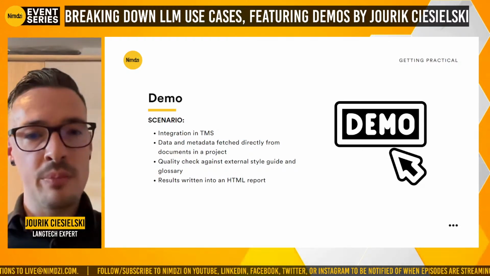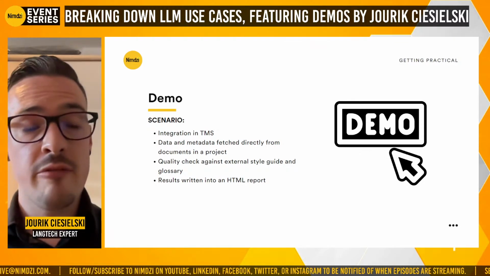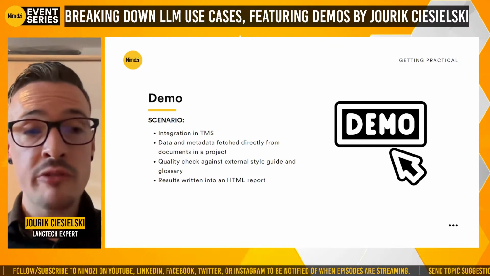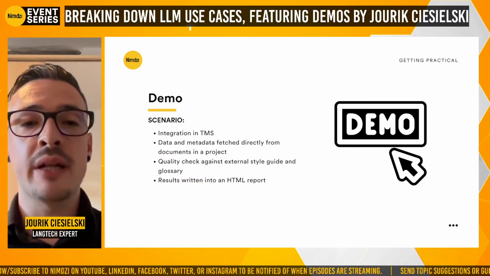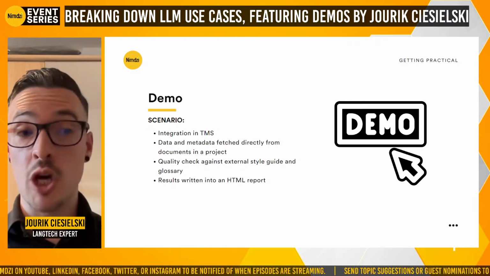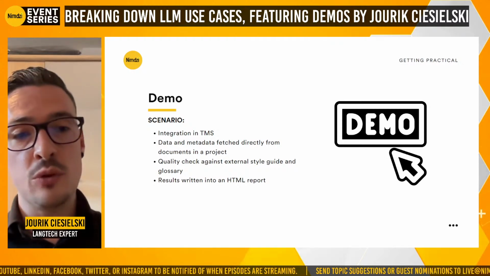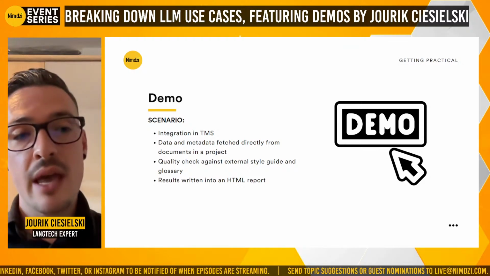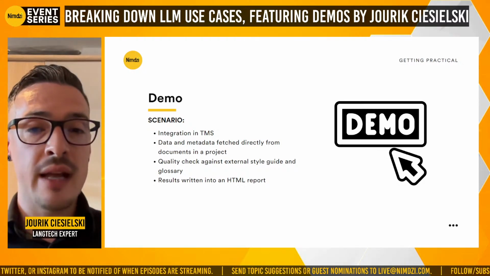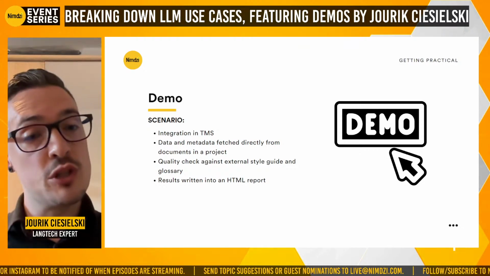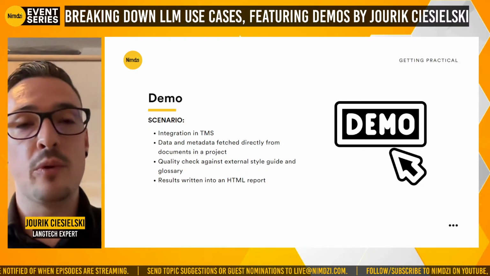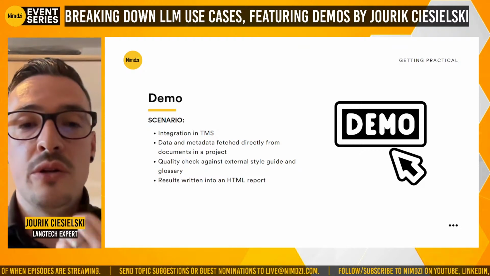Our use case, our prompt, our application is integrated directly in a TMS environment. We will be using Phrase for this demo, but MemoQ and XTM are supported as well. And all of the important data and metadata are fetched directly from the jobs in Phrase. So if we want to retrieve the source language, we get it from the job in Phrase. If we want to retrieve the target language, we do the same thing. If we want to retrieve the previous segment, we do the same thing. Everything is fetched dynamically from our content in Phrase. We perform our check against an external style guide, which is parsed into the prompt, against an external glossary, which is also parsed into the prompt, and we write the results of our QA check into a custom HTML report. The demo has been recorded, but I'm happy to talk you through it.